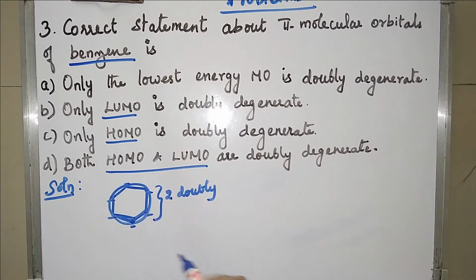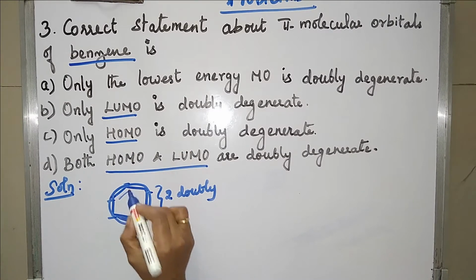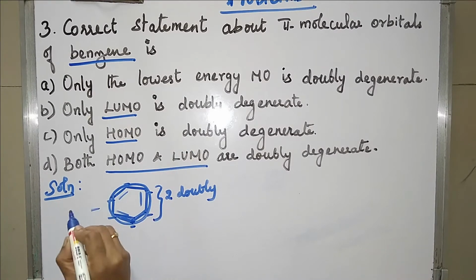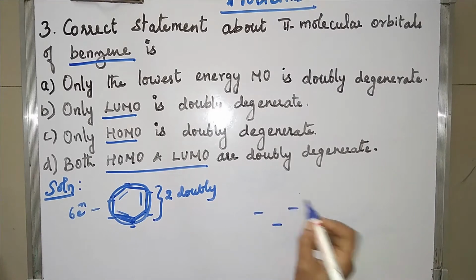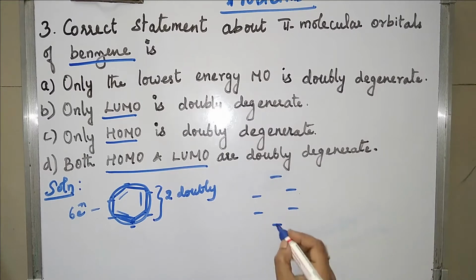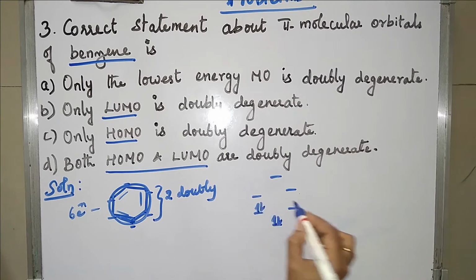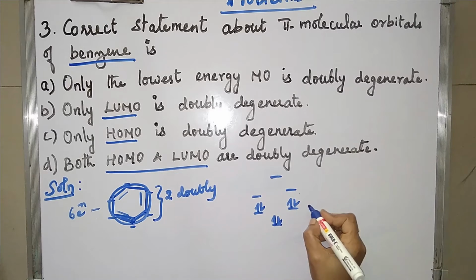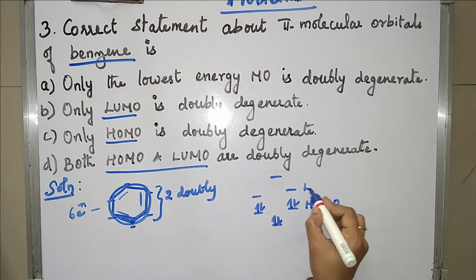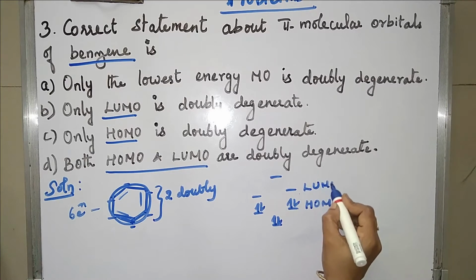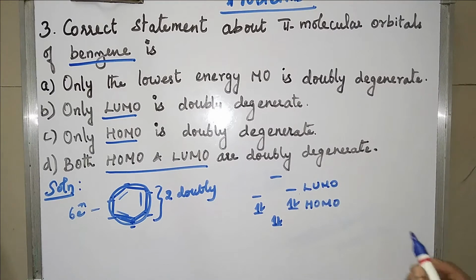And HOMO and LUMO, we need to find out. How many electrons are there in the benzene? 6 electrons are there. We need to find the HOMO and LUMO also. 6 electrons: 2, 4, 6. Now we need to check which is HOMO. The highest occupied molecular orbital is HOMO, and the lowest unoccupied molecular orbital is LUMO.